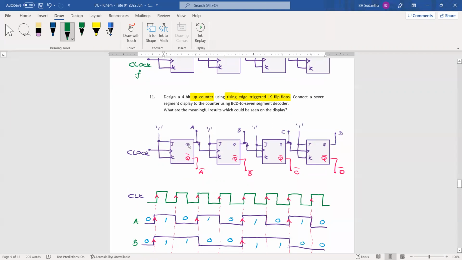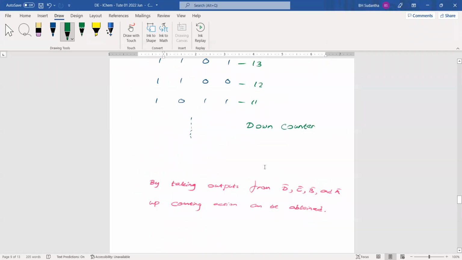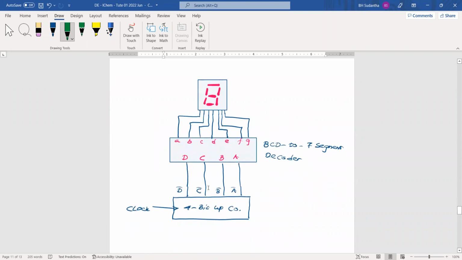Then again, it is not necessary to draw this diagram. It will waste your time. You can take it as a box. Inside this box is what you have designed, there is no problem. You can take this as a block, and the BCD 7-segment decoder you can also take as a block. Then you can connect these 2 blocks, and you only have to show the connection lines.